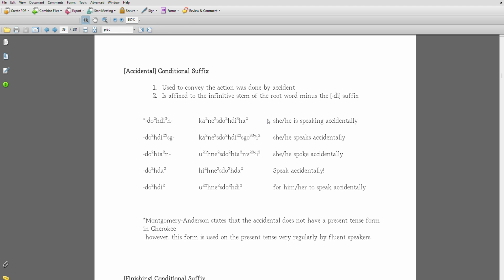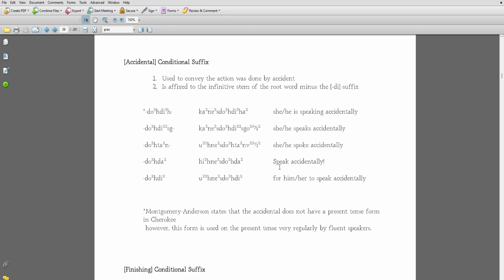Kanestohtihan, he or she is speaking accidentally. Kanestohtiskoin, he or she speaks accidentally. Unestohtanai, spoke accidentally. Hinestohtan, speak accidentally as a command. Unestohti, for him or her to speak accidentally.